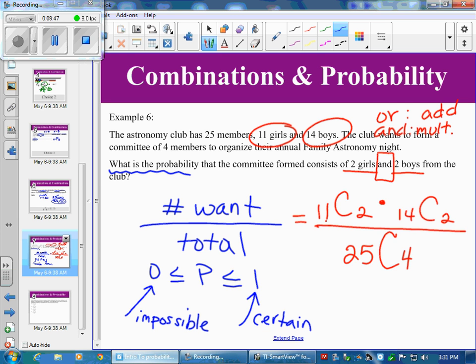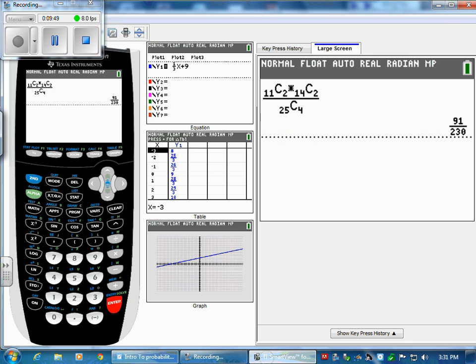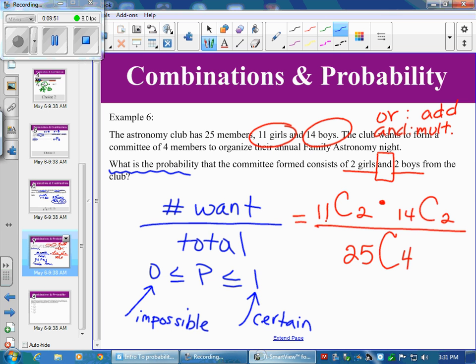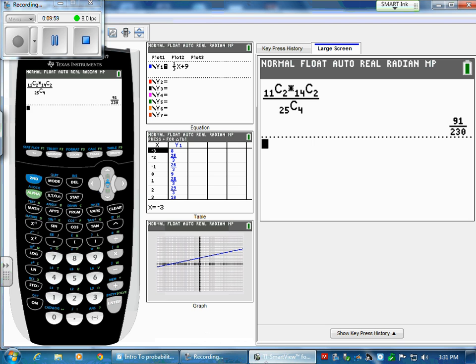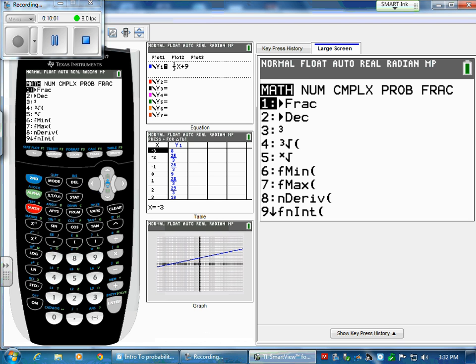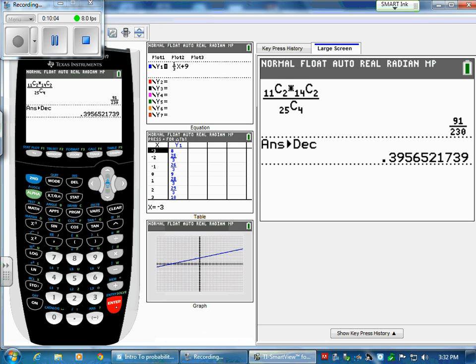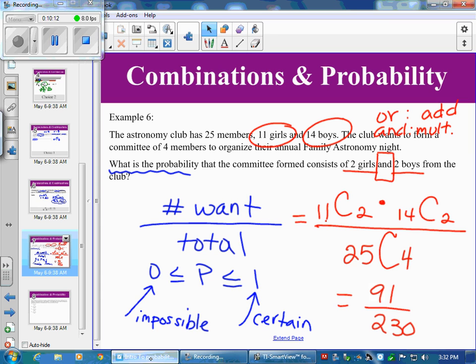So my number here is 91 over 230, which is one way of writing the probability. If I wanted to think about it more in terms of percents or a decimal, I could change this to a decimal, which is approximately 0.39565, which, if you round to, let's say, the nearest hundredth, would be 0.40. So this is about a 40% chance of occurring.